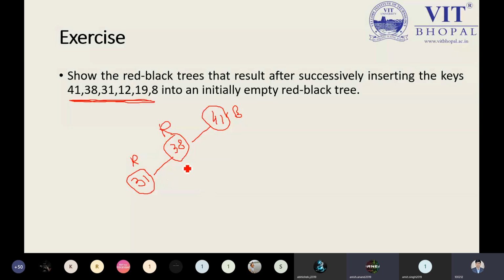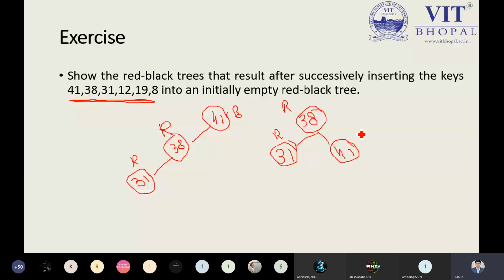Or is it a better idea to do the rotation first? Sir, first we can do the rotation. Yeah, definitely, it is a better idea to rotate, and that is 38 and 41, and again 31. So this is red, and this is again red, and this is again black.